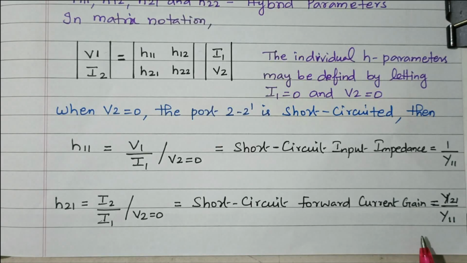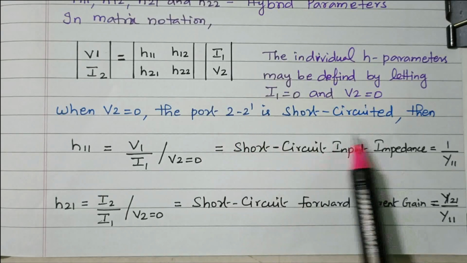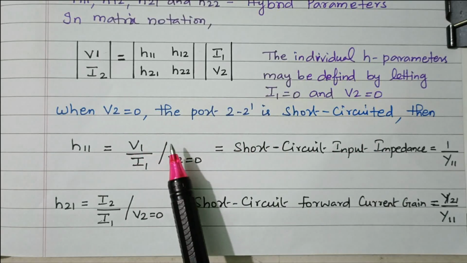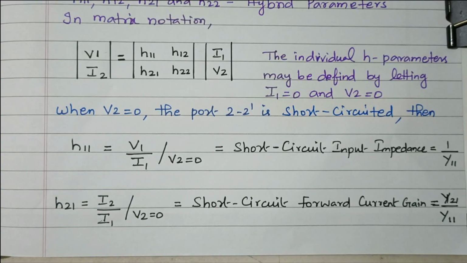This Y parameter is available in a separate video, in which what Y11 and Y12 are is explained. So by making the output port short circuited, V2 is 0. From the basic equation, we are able to find H11 and H21: short circuit input impedance and short circuit forward current gain. Now I will see how to find the remaining two H parameters.